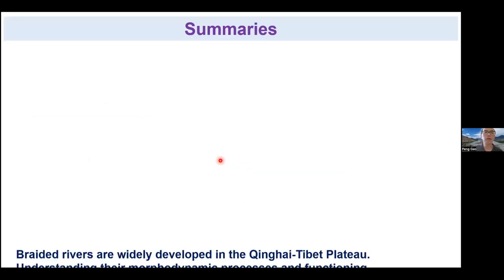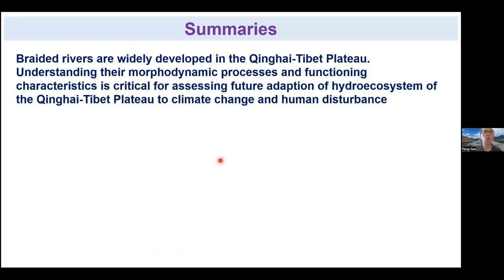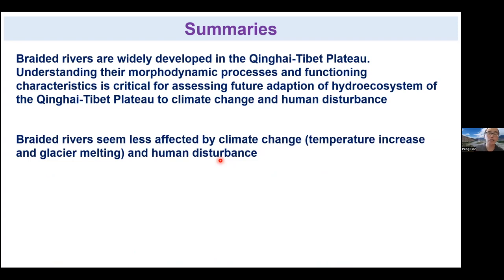Okay, so in summary, braided rivers are very well distributed in the Qinghai-Tibet plateau. It is very important to understand their morphodynamic processes because understanding this would help us to understand how in the future these rivers and associated ecosystems would adapt to climate change and enhanced human disturbances. Second, braided rivers seem less affected by climate change and human disturbances. And we definitely need more research, need more data to confirm this conclusion.